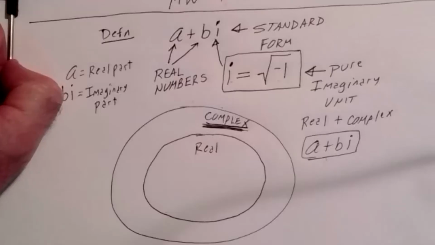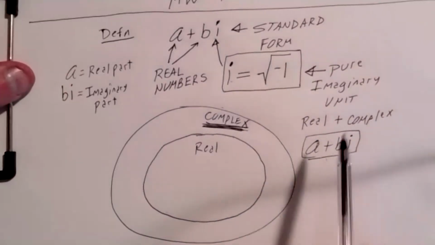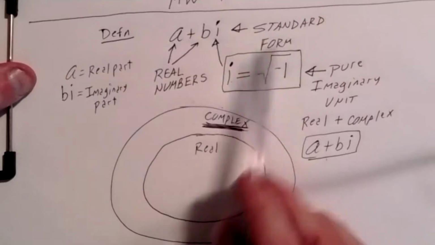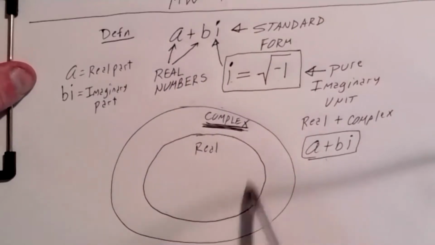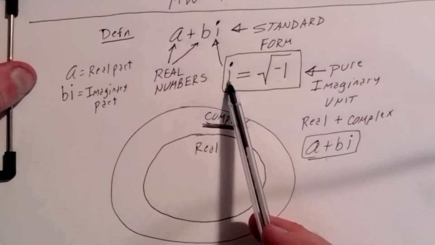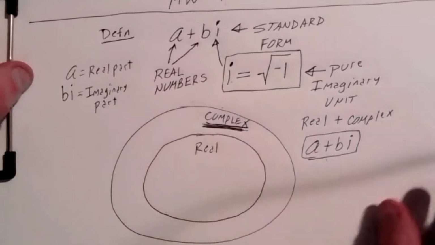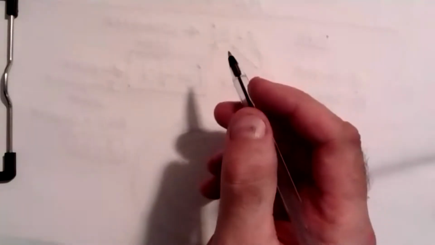Okay. So a complex number in standard form: a is the real part, bi is the imaginary part, and all real numbers are complex numbers. The pure imaginary unit i is defined to be the square root of -1. All right, so let's begin to perform operations on complex numbers.